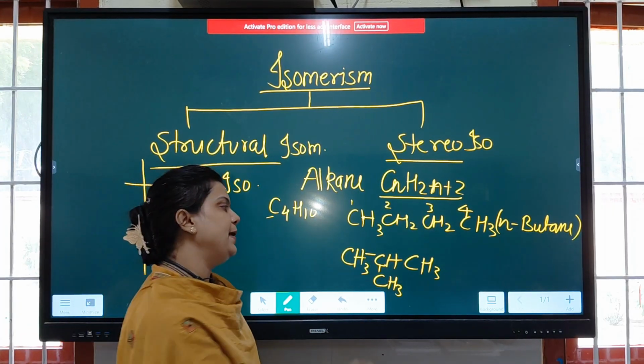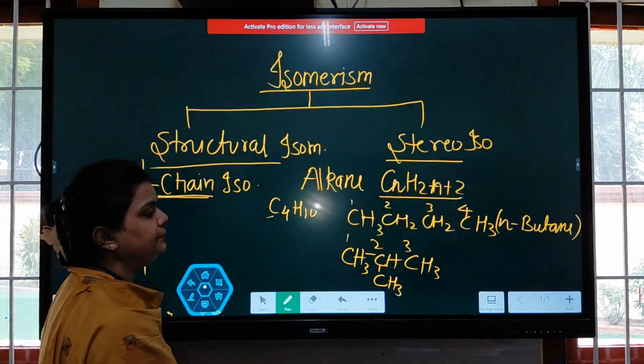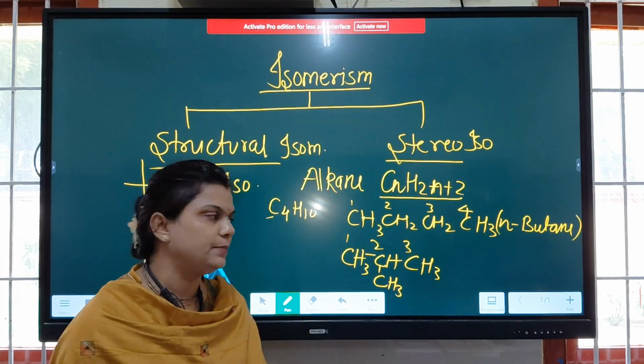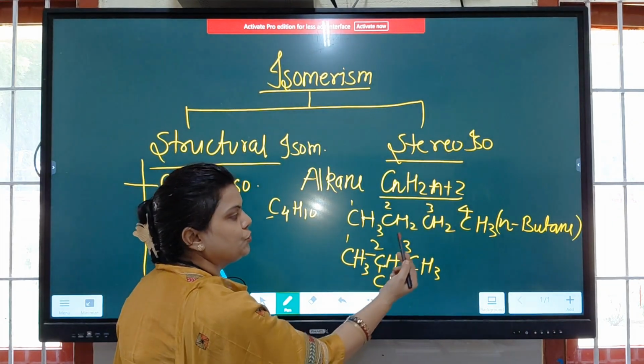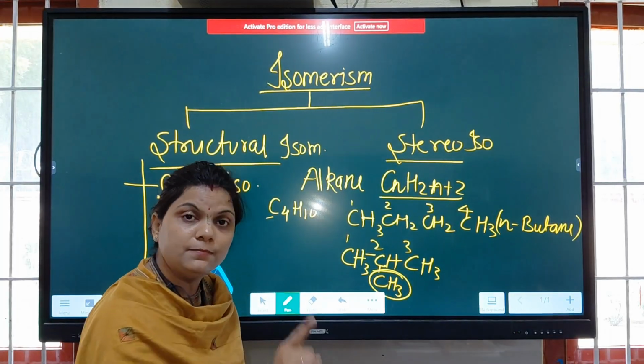Now number the parent chain. Here I have numbered the parent chain. Then the parent carbon chain contains how many carbons? 3 carbons: carbon 1, carbon 2, carbon 3. The substituent is present at carbon number 2.